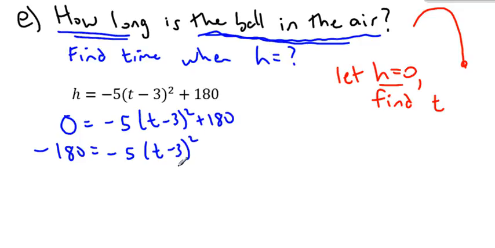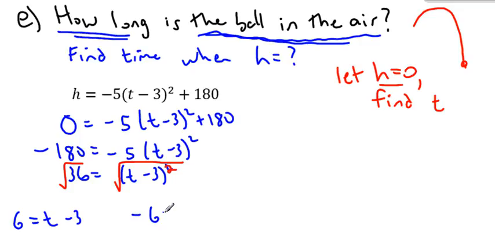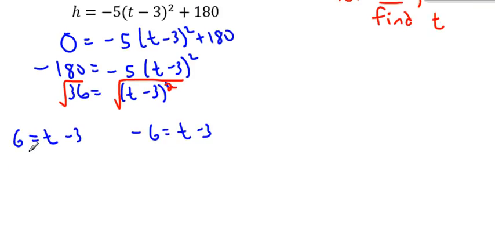Divide both sides by -5. Take the square root of both sides. So when I take the square root of 36, I get both 6 and -6. When I take the square root of this, it just cancels out that squared, or that exponent 2. So the square root of 36 is 6, or -6. And then I have two little equations, add 3, add 3.